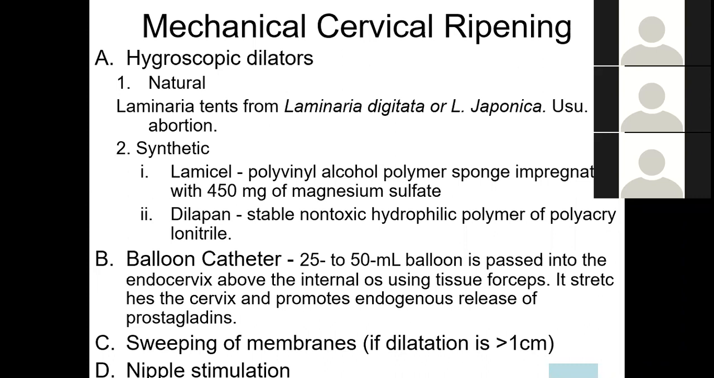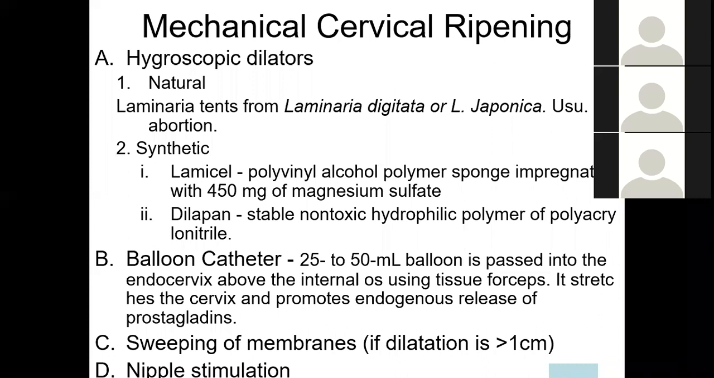it's a slim rod that's made of synthetic palm gel, and usually 3 to 5 rods are inserted gently into the cervix. Then it absorbs the fluid in the surrounding tissues. So as they absorb the fluid, they expand, stretching the cervix. Then we have the balloon catheter, which is a 25 to 50 mil balloon, which is passed into the endocervix above the internal os using a tissue forceps.